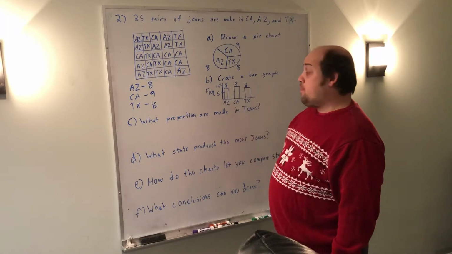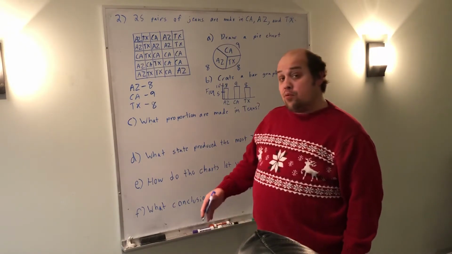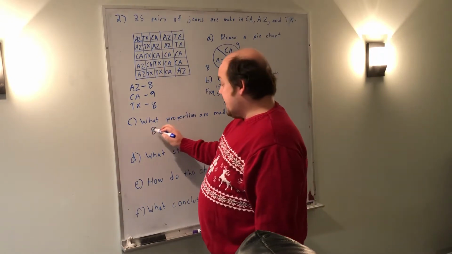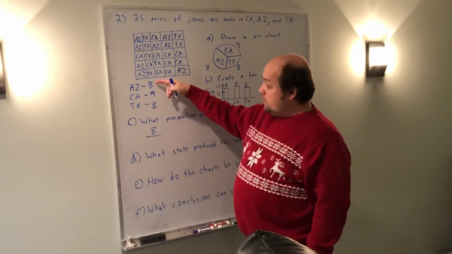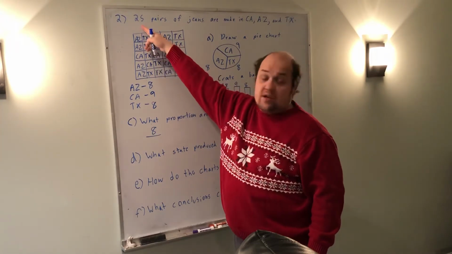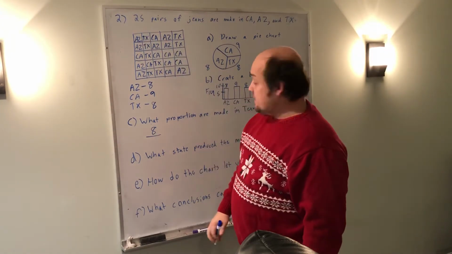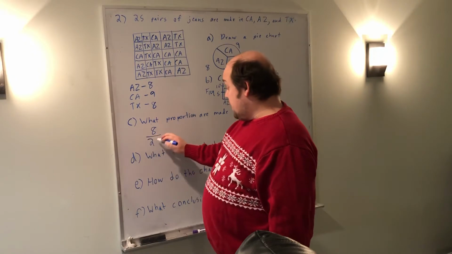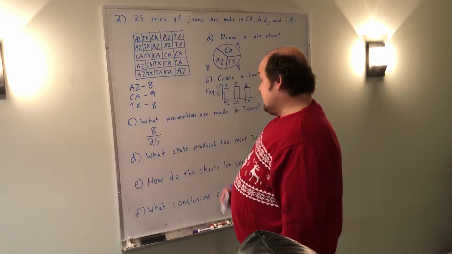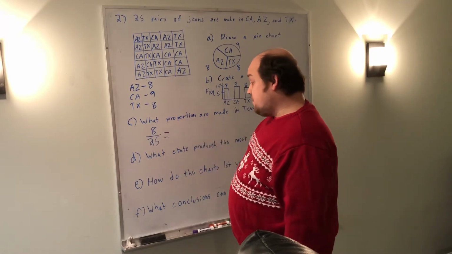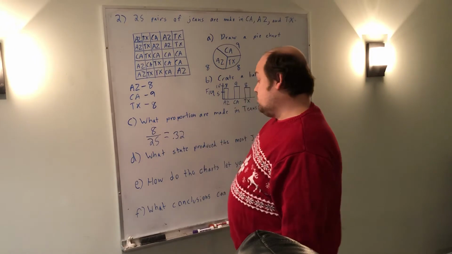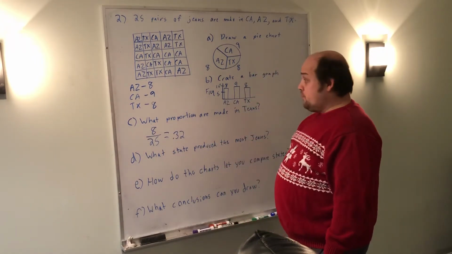When it asks what proportion are made in Texas, proportion means part out of whole. So we know 8 of them are made in Texas out of a total of 8 plus 9 is 17, plus 8 is 25. Or I could have gotten 25 from just how it was asked in the question. If you put in the fraction 8 divided by 25, it will be marked right. That said, if you wanted to do it as a decimal, if I do 8 divided by 25, I should get 0.32.